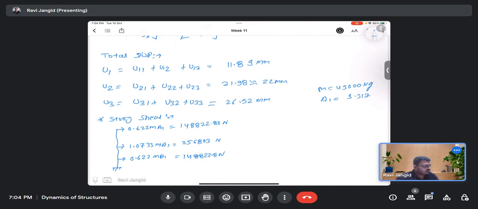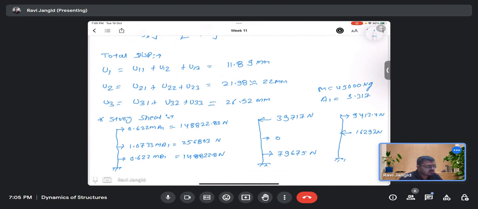For this one, we were getting 39717 newton, 0.79675 newton, and for the third mode it would be 94.13.4 newton, 16.293 newton.